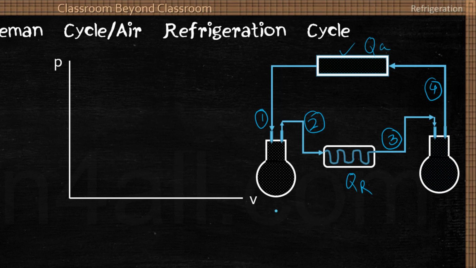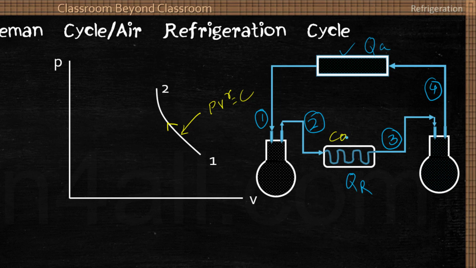PV diagram? So first we will start with the process 1-2. So definitely process 1-2 is the compression process taking place in a compressor. Consider that the compression process is isentropic. So process 1-2 is an isentropic compression process, PV to the power gamma equal to C, a reversible adiabatic compression process.